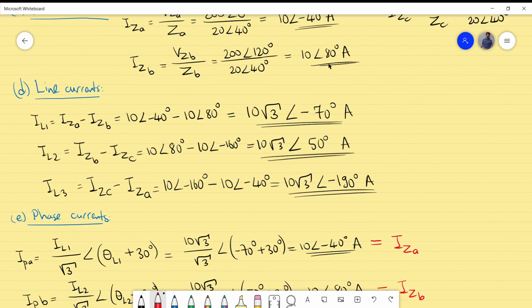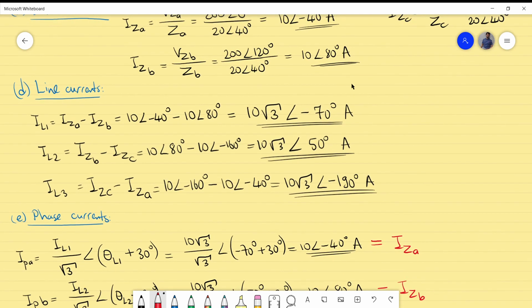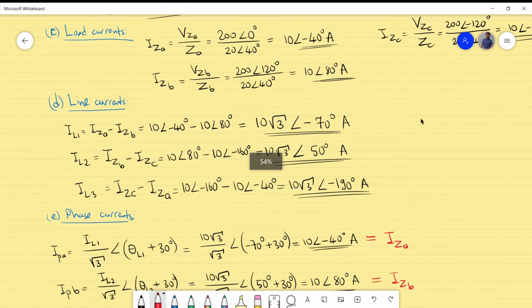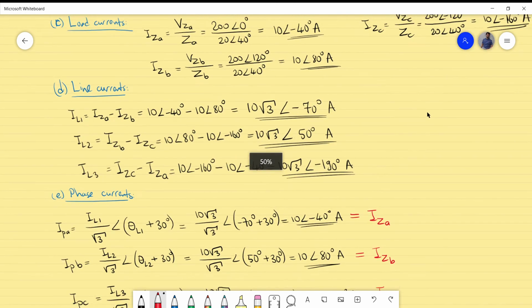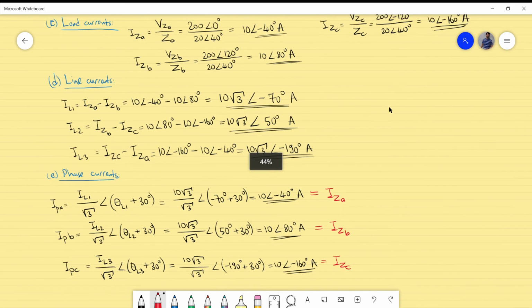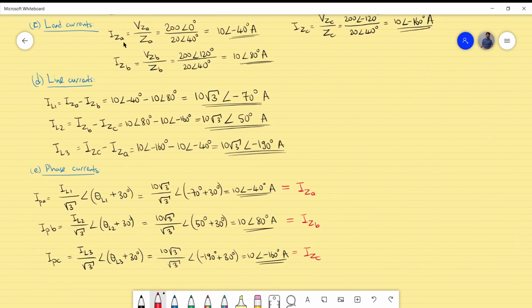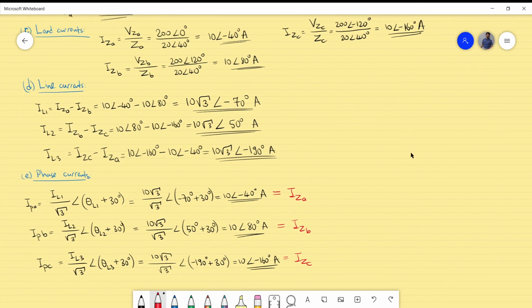So if you can see, it's IZA. I will zoom out a bit so you can see the full picture of what we have. So IZA was this, exactly the same as for phase A. IZB was this one, it is exactly the same as phase B. And for phase C we have this one, which is shown here. So that's actually for question, for example number 4.